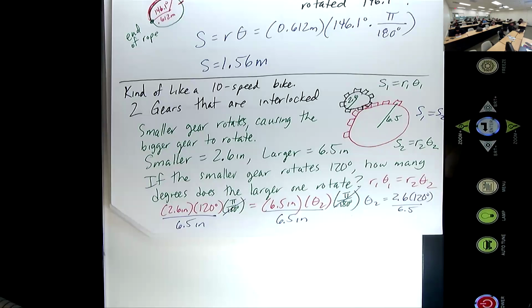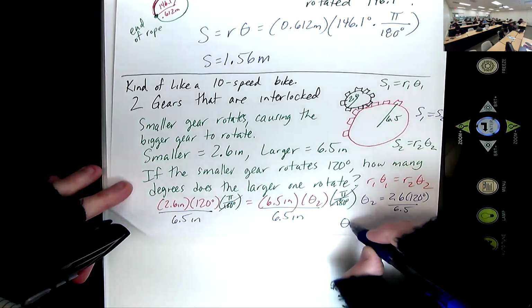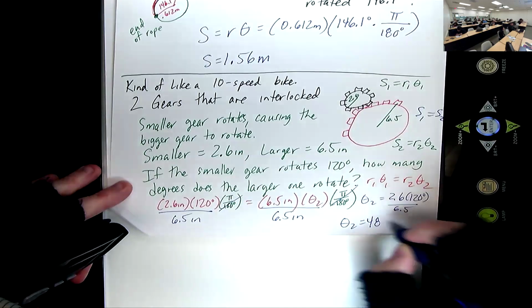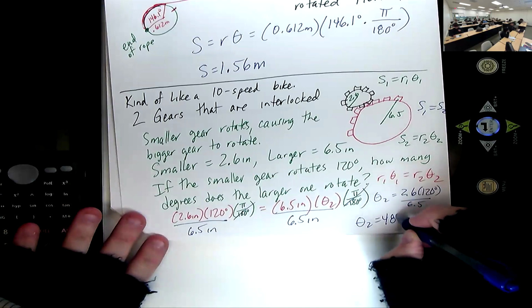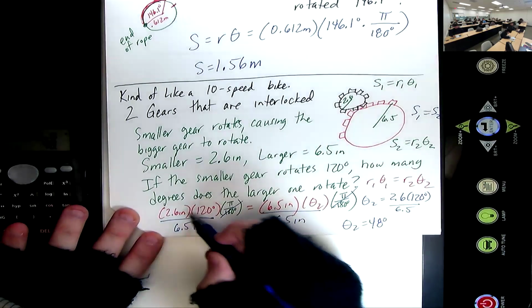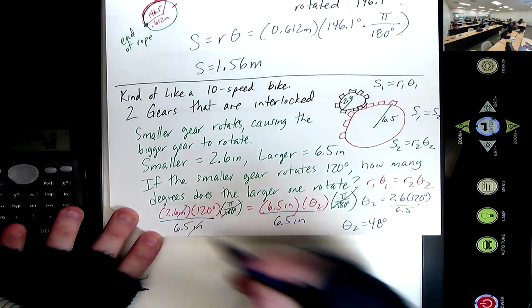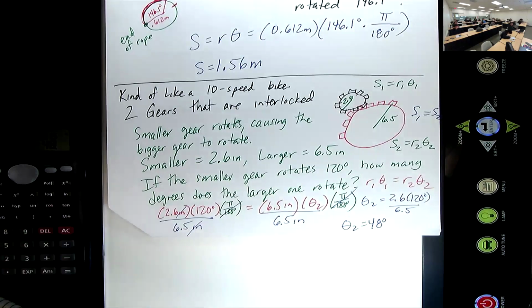And that gives me 48. What are the units on the 48? Degrees. Notice, if we look at it over here, the inches cancel out, and the only unit we have left is degrees. So the bigger gear turns less.